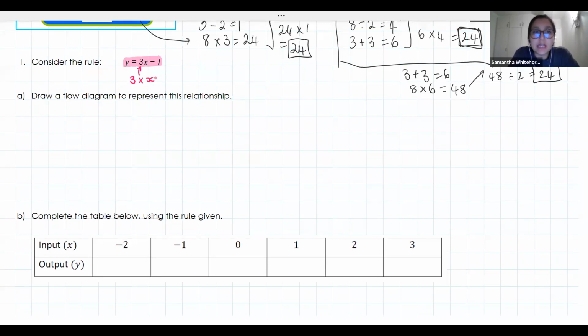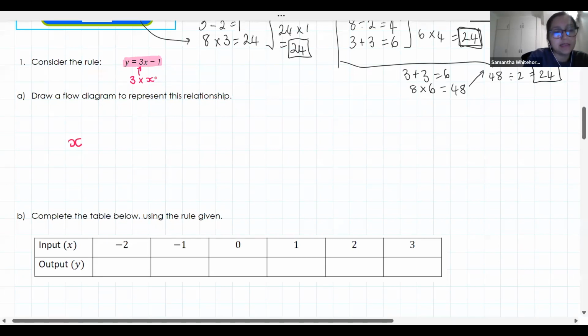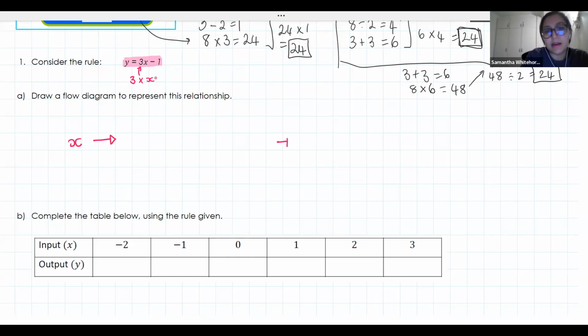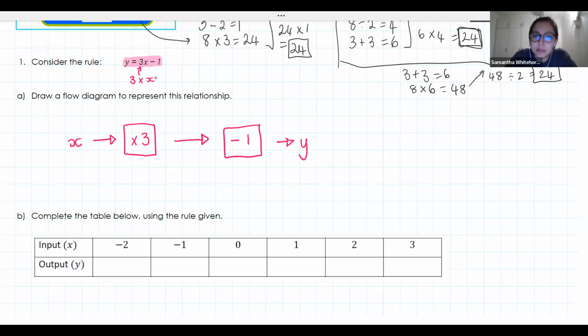So now in question A, it's asking us to draw a flow diagram to represent this. Because we've broken down the rule, hopefully that becomes a bit easier. Remember, our flow diagram is our input, goes into our little number machine, a rule is applied, and we get an output. So the rule that's applied is what we've just spoken about, the fact that we need to times the input by 3. We then need to take whatever that product is and we need to subtract 1 from it. And that will give us our output.